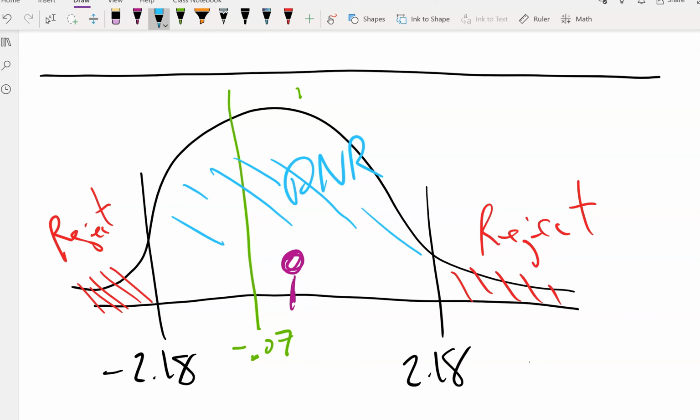Sometimes it's important to draw a picture to really understand what's going on. You take your critical value based on alpha. This should be 0.025 in each tail because alpha was 5%. So these are the critical values based on alpha. This is your sample. Your sample did not get past the critical values, and that's why you do not reject.